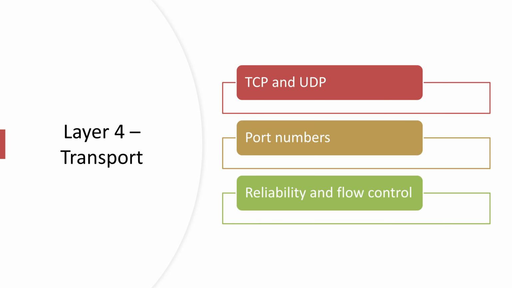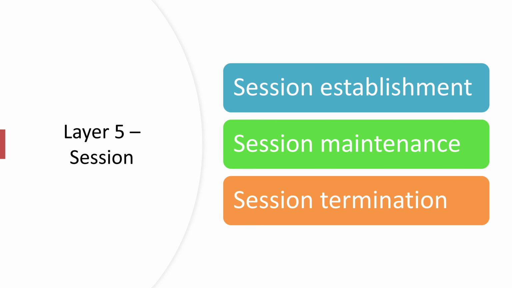Now layer 5, the session layer. This layer is responsible for establishing, maintaining, and also terminating communication sessions. So it manages conversation between devices. If a session drops unexpectedly or cannot be re-established, the issue may be at this layer. Although modern protocols often combine this layer with others, the concept is still important.